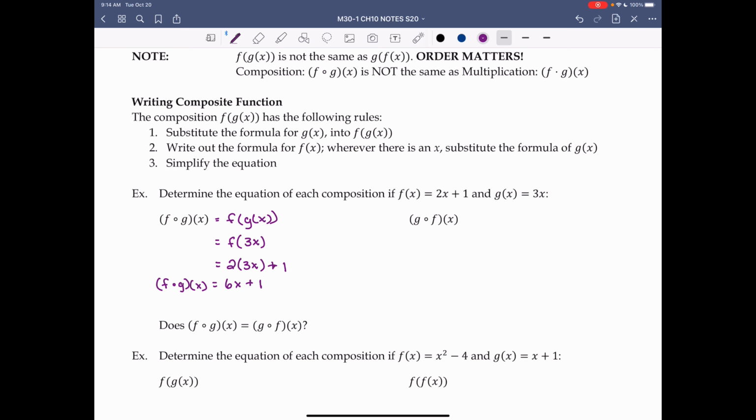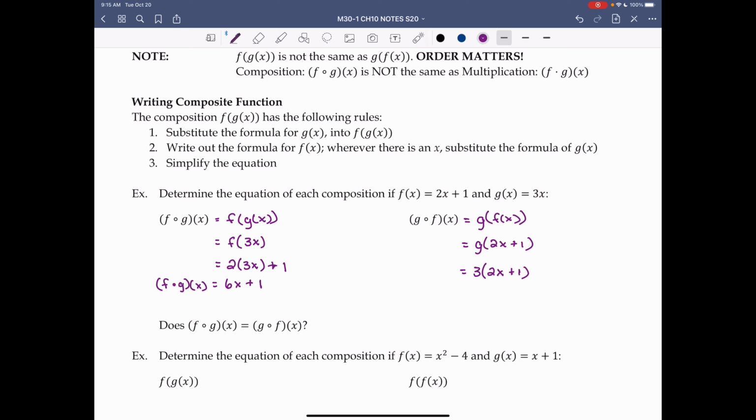Next, let's do g of f of x. This means g bracket f of x. So we're going to sub in f of x into g anytime there's an x. f of x is 2x plus 1, so we're doing g of 2x plus 1. g is 3x, so 3 times the f of x in this case, 2x plus 1. So we're taking f of x and we're subbing it into g of x every time there's an x, which is after the 3. So 3 times 2x plus 1.